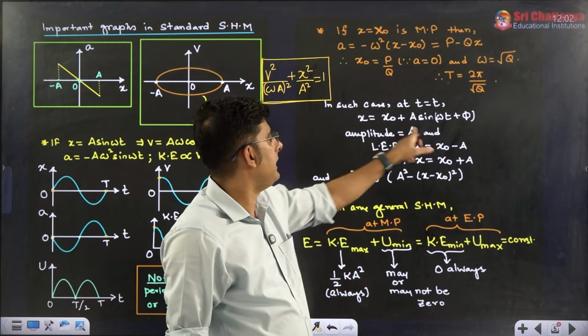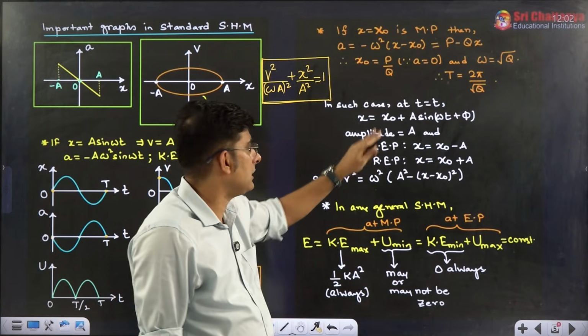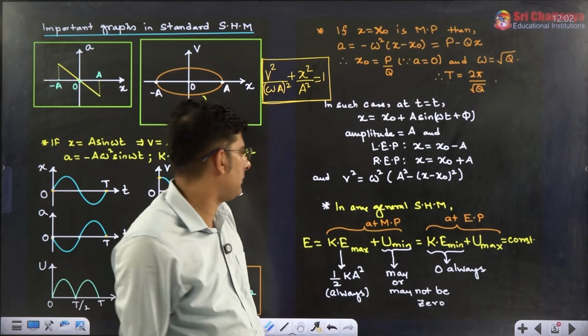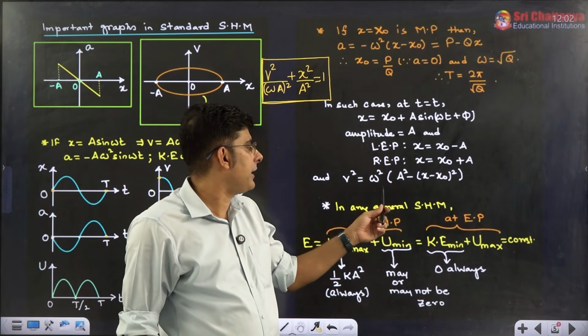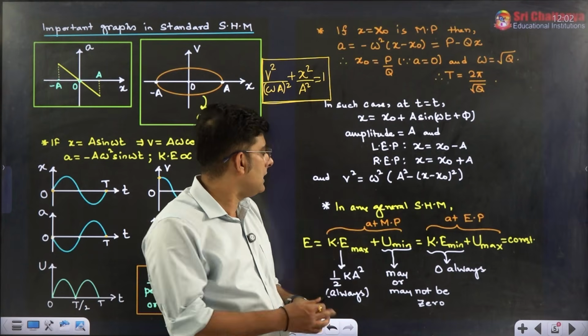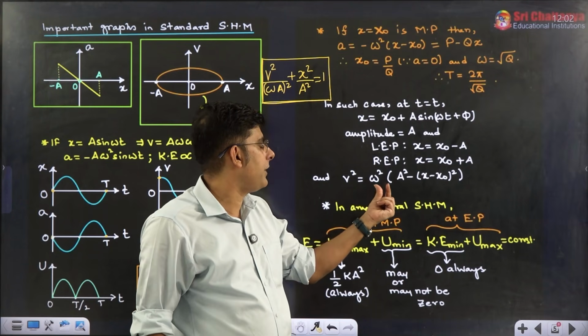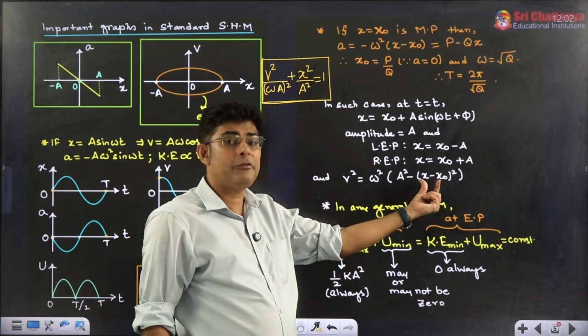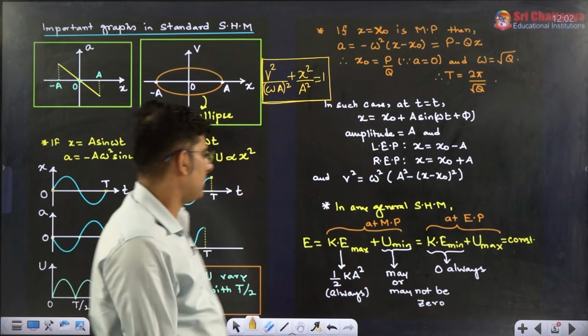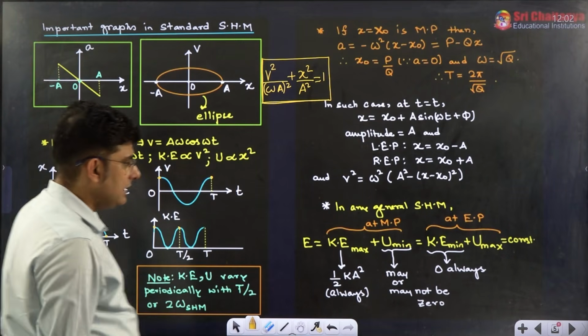General position was A sin(omega t plus phi). New position is x naught plus A sin(omega t plus phi). V square you used to write omega square times (A square minus x square). Here you will say v square equals omega square times (A square minus (x minus x naught) square).